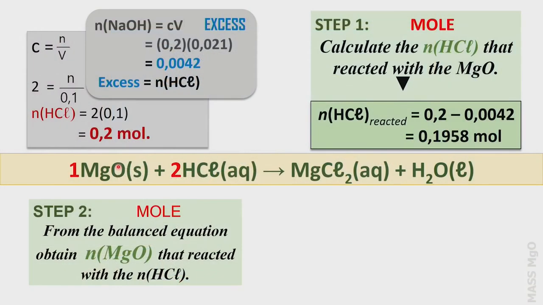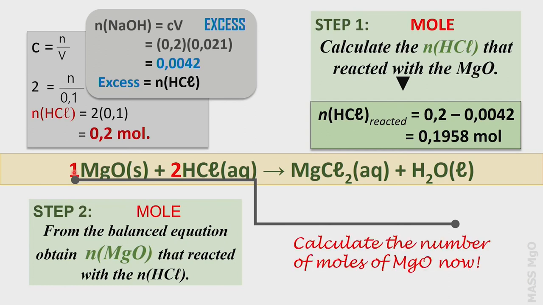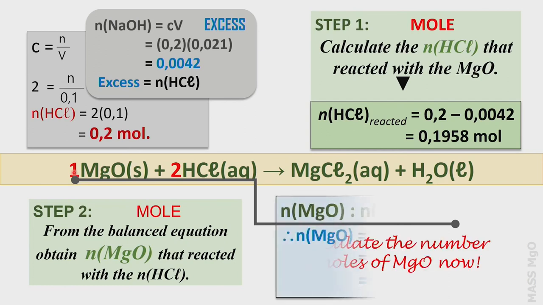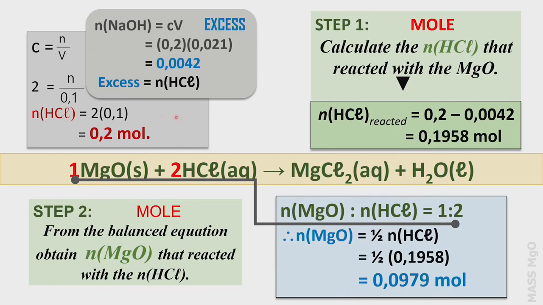Look at my screen. So I say I must now find a balance from the balanced equation. I must say, if I have 2 moles of this, how do I get to 1 mole of that? And here is what I do. I do it this way. I say that the moles of magnesium oxide, and water is on the product side, but that's not what I'm worried about. I'm worried about this 1 and 2.